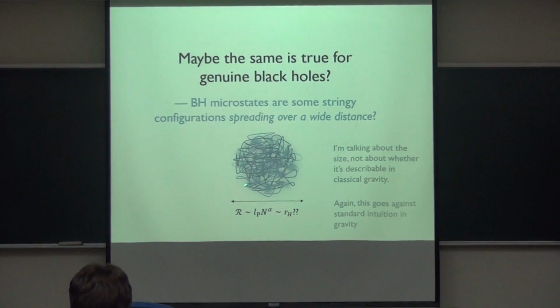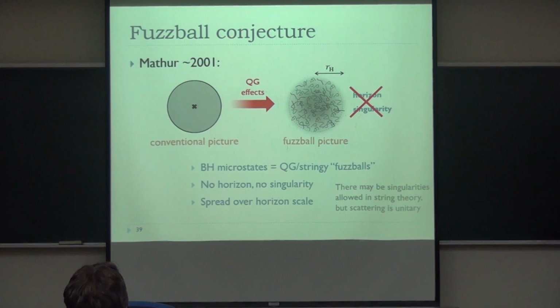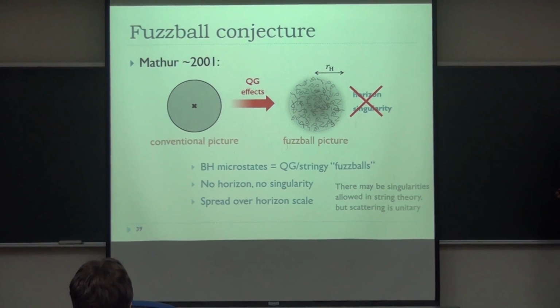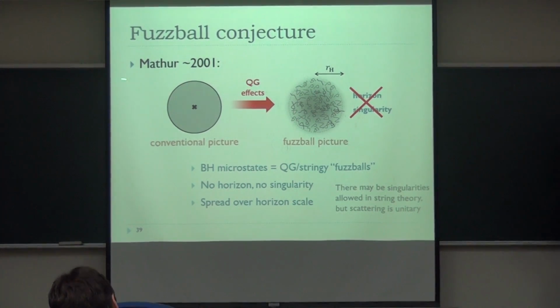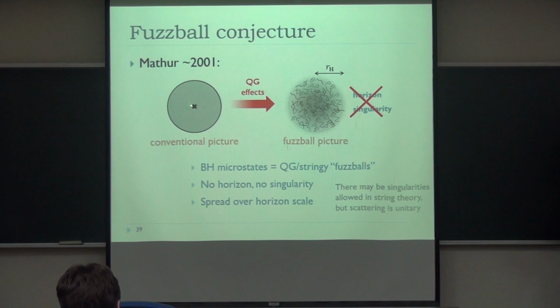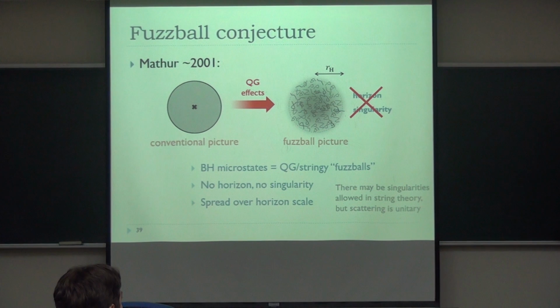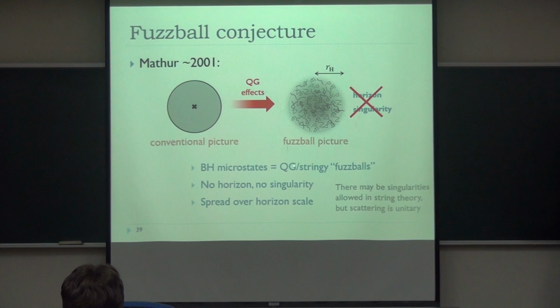And again, if this is the case, it goes against the standard intuition in gravity, which says that the more you have, the smaller the thing must be. And so the fuzzball conjecture by Mathur is a more concrete statement about this. The conventional picture of a black hole is a horizon with a singularity in it, but if you include quantum gravity effects, normally you would think that the quantum gravity effect is confined near the singularity, but maybe that's not true, and it's going to fill the entire spacetime out to the scale r_horizon. So black hole microstates may be quantum gravity or stringy fuzzballs, with no horizon, no singularity, spreading over the horizon scale.